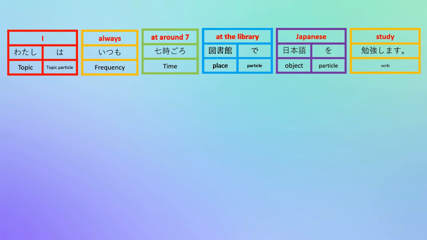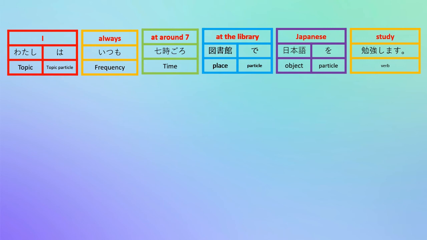Okay, another last one. This is a lengthy sentence. So we have the topic, watashi, the frequency, itsumo, shichiji goro, toshokan de, at the library, Nihongo o, Japanese, benkyou shimasu, study. I always around seven at the library Japanese study. So naturally in English it does not sound correct. But in Japanese, again, you can have various word orders in sentences and yet be understood.